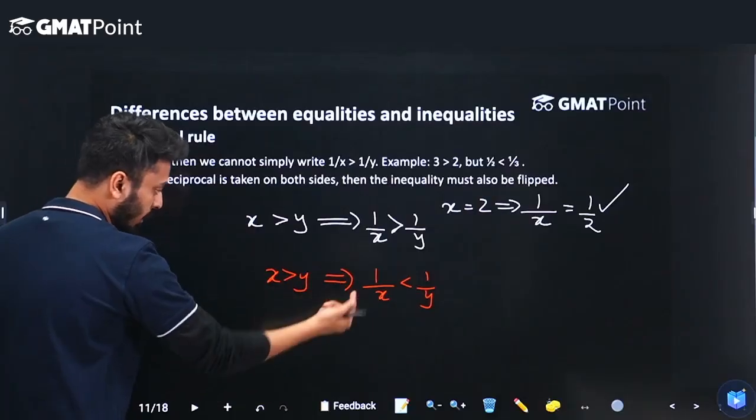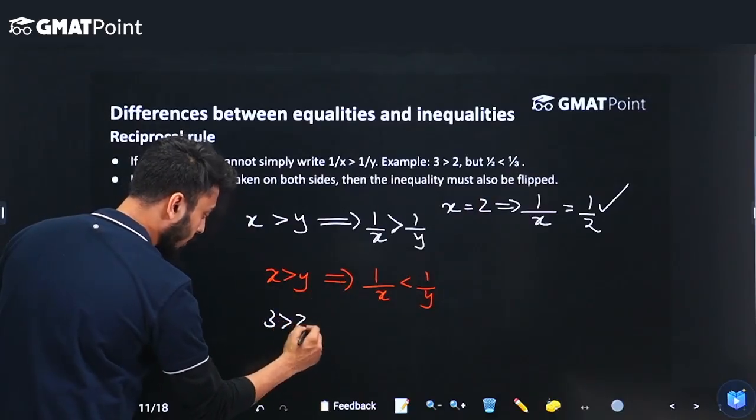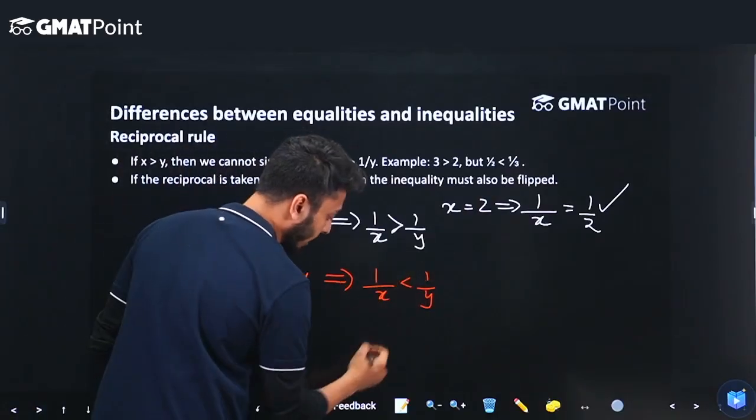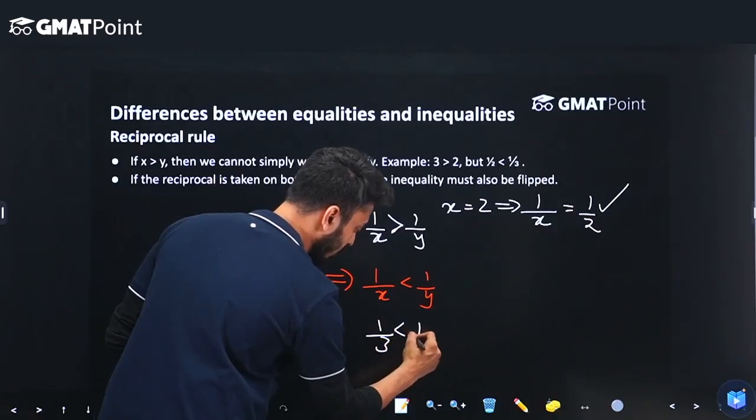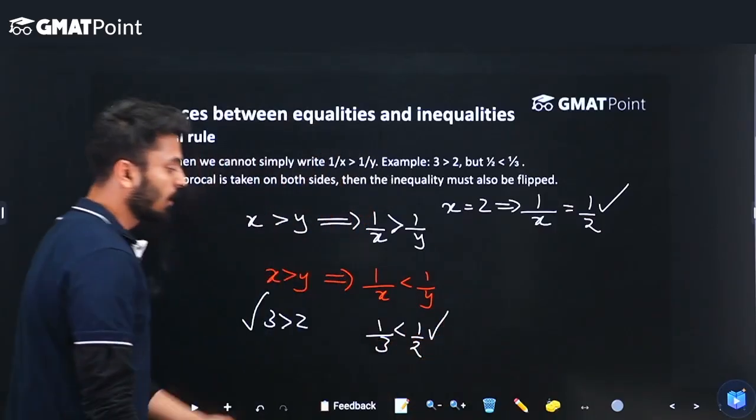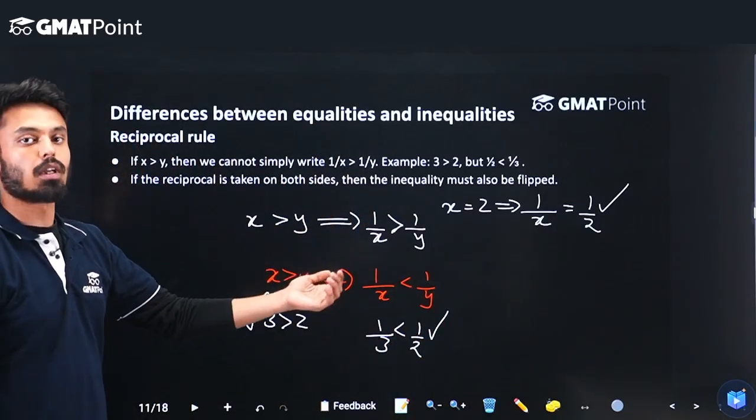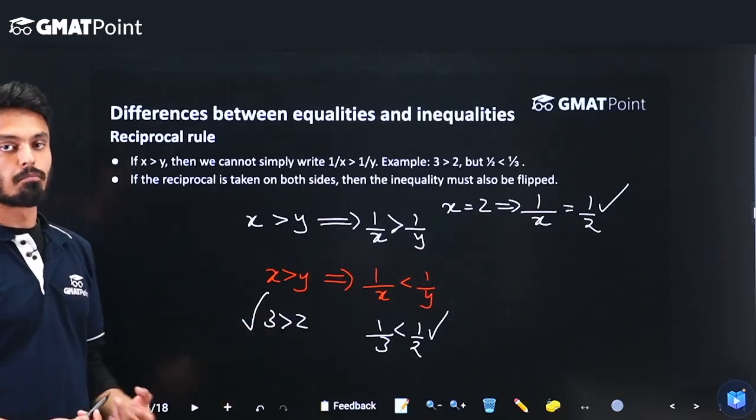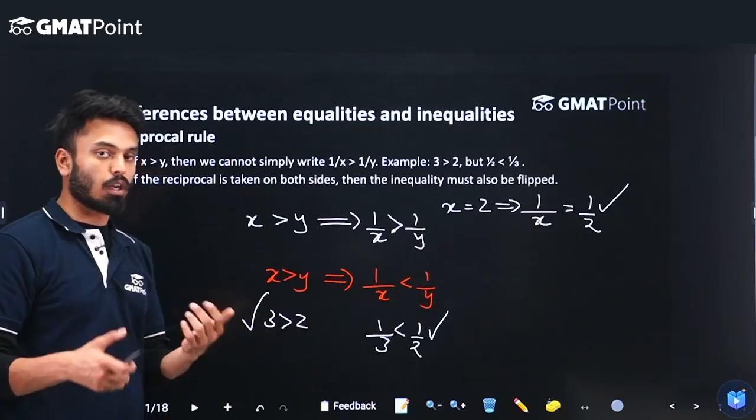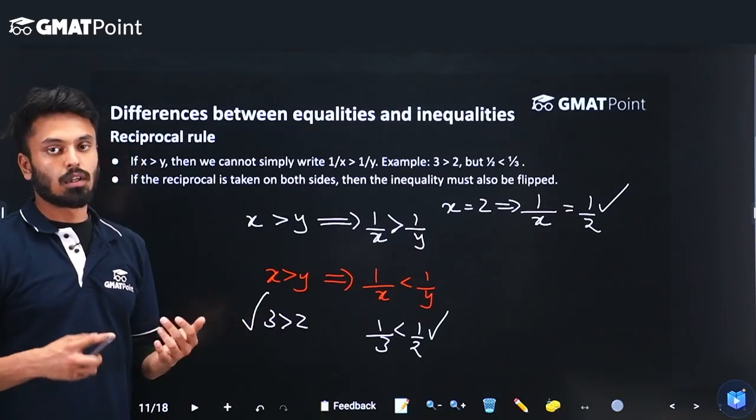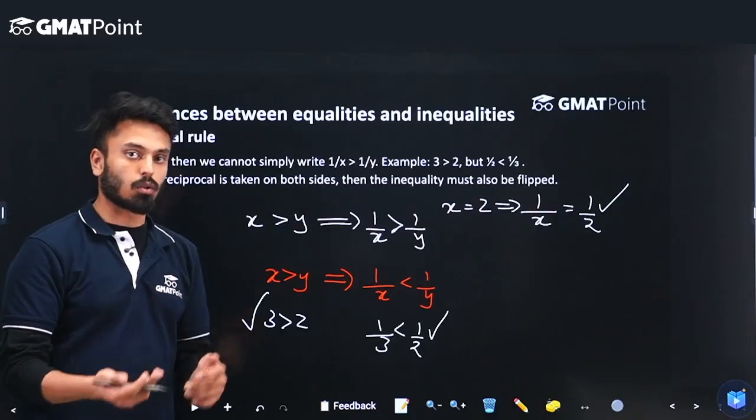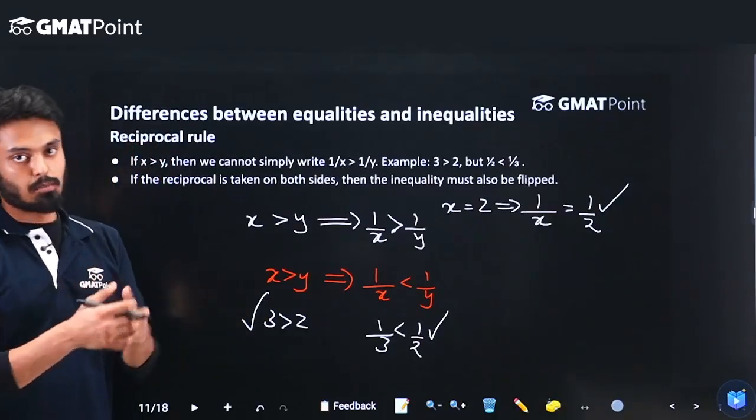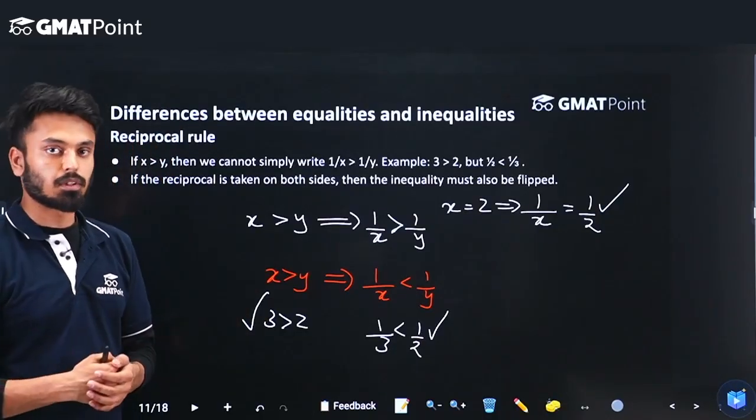Put x equals 3 and y equals 2. We have 3 greater than 2, which we saw was valid. On the right hand side, I have 1 by 3 less than 1 by 2, which is also valid. So if you just flip the signs whenever you're taking a reciprocal, you should be completely fine. There might be questions where you have both the reciprocal and the negatives. So in that case, you have to act accordingly. You have to combine both rules, and we'll see that in some examples as well.